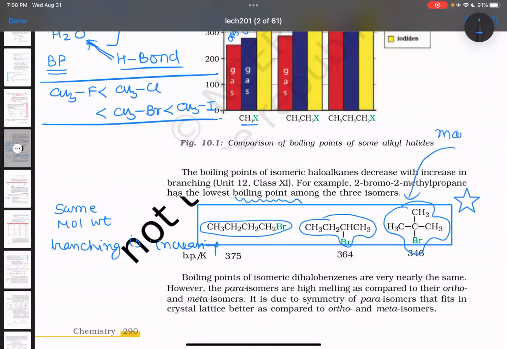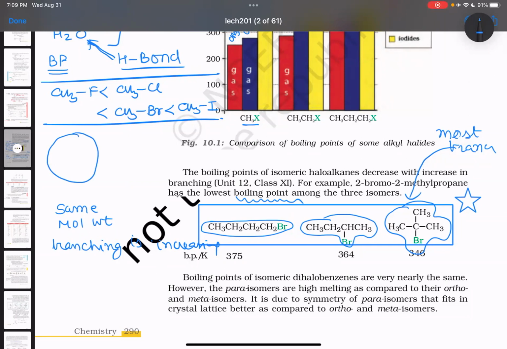So can you tell me which one has the maximum surface area? The linear one. So the branched one will have less contact area. Suppose it becomes a sphere kind of thing. So one is a sphere and another is a sphere.